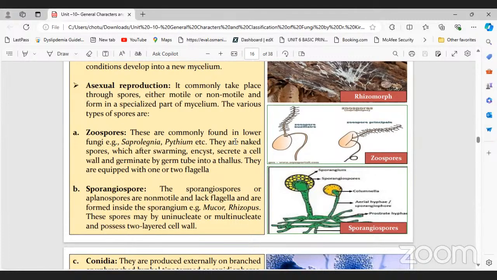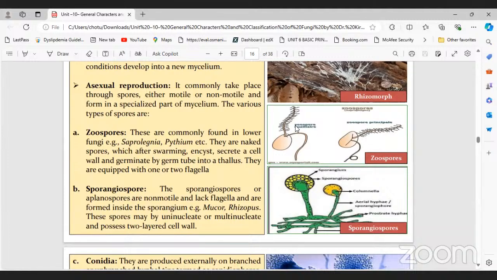After the swarming period, they encyst. Encyst here means that after the swarming period the spore creates a wall and germinates to form a germ tube that develops into the thallus. Here you can see the two flagella.